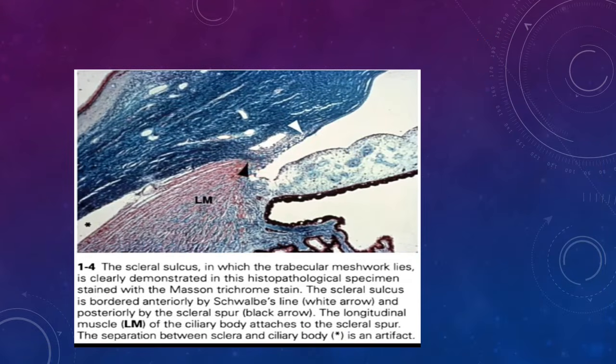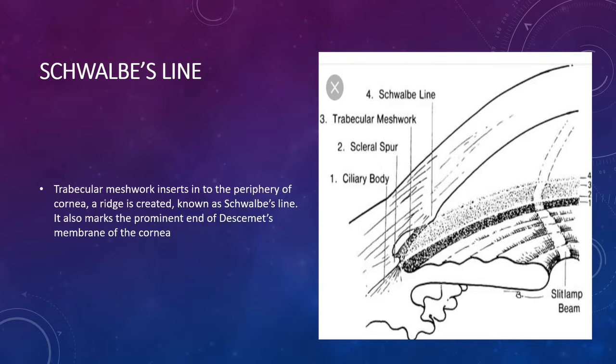So this picture over here shows that this is the scleral spur and this is the Schlemm's canal. You can see that these are the longitudinal muscle fibers which are actually inserting onto the scleral spur. Now let us try to understand what is meant by the Schwalbe's line.